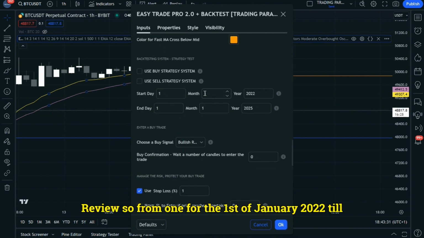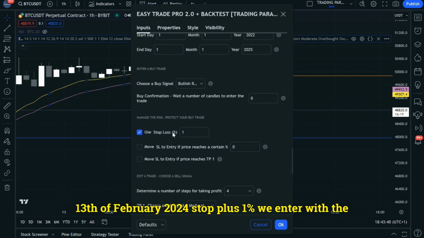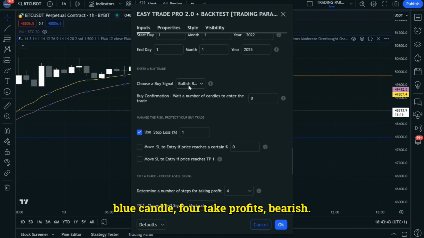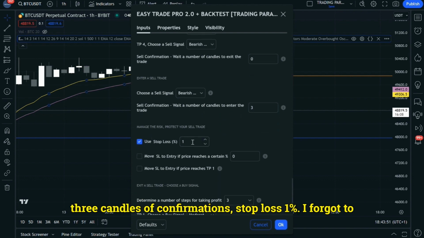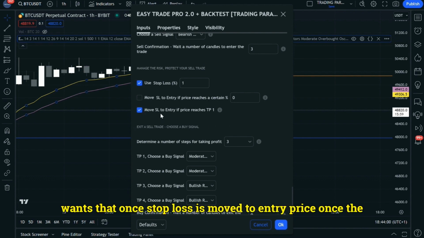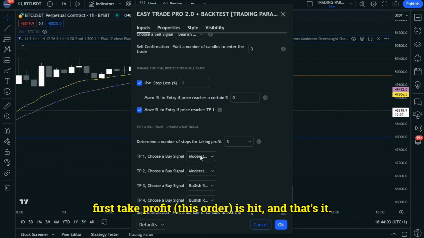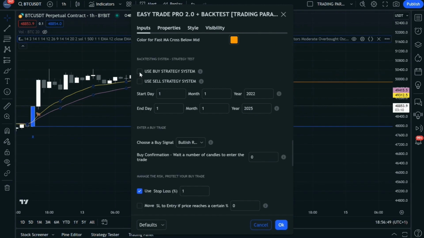So from the 1st of January 2022 till today, 13th of February 2024, stop loss 1%. We enter with the blue candle, 4 take profit. Bearish, so we enter, sell short at the orange candle after 3 candles of confirmation, stop loss 1%. I forgot to tick this box because in this particular strategy for the short part, once the first take profit order is hit, the stop loss is moved to entry price, and that's it. Okay, so everything checked. Now it's time to run the strategy.